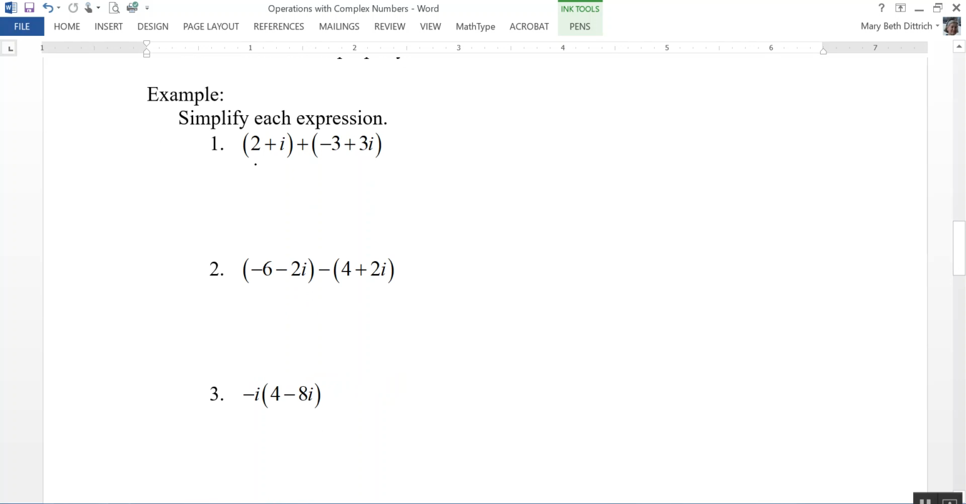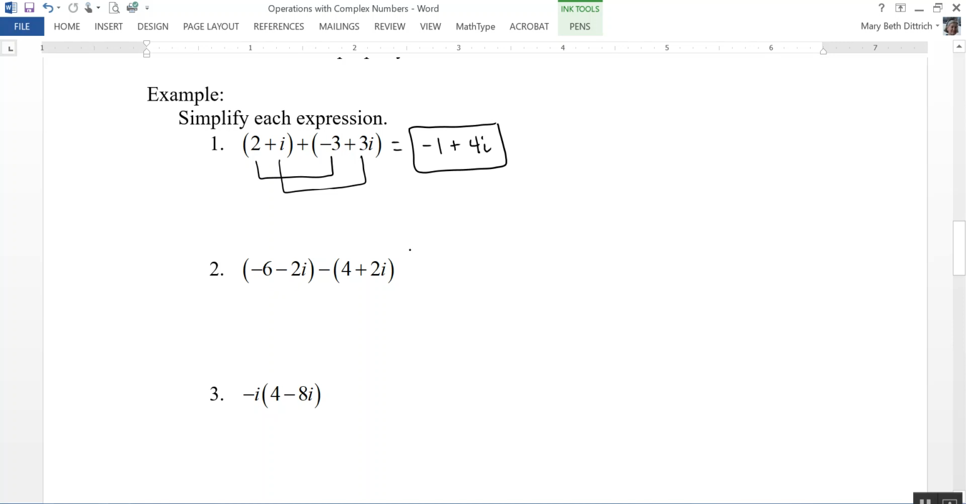Here we have the complex number 2 plus i being added to the complex number -3 plus 3i. So we're going to take the real parts and combine those. 2 minus 3 is -1. And then we'll combine the imaginary parts. i plus 3i is 4i. You might want to think of i as a variable. It kind of acts like a variable sometimes, but really it's a number. It's the square root of -1.